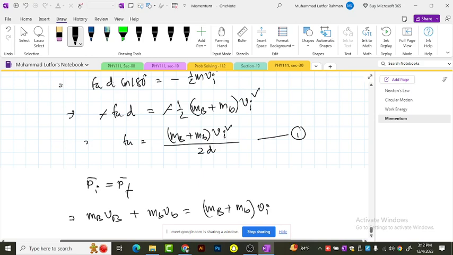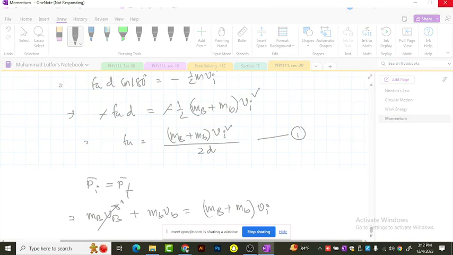Now the initial momentum of that block is 0 because it is stationary. It is not moving over here.